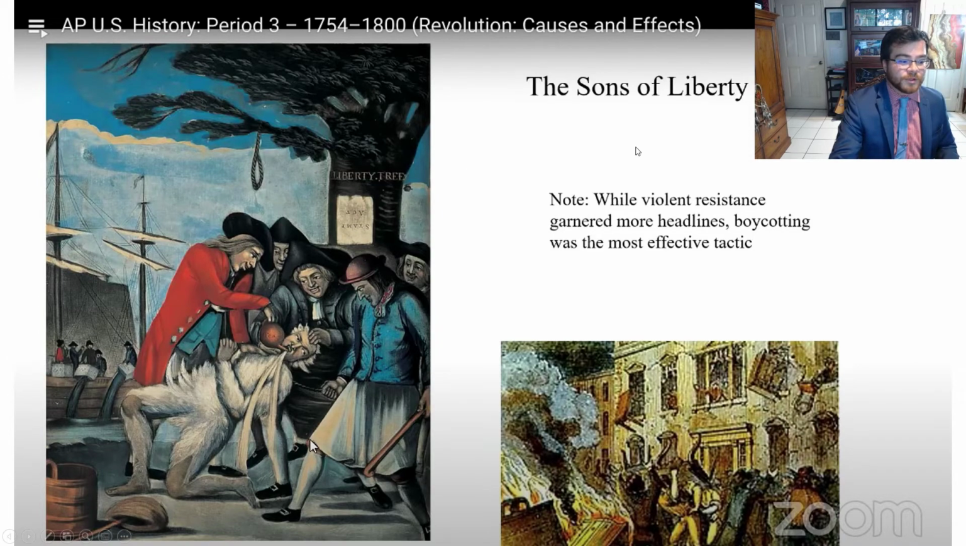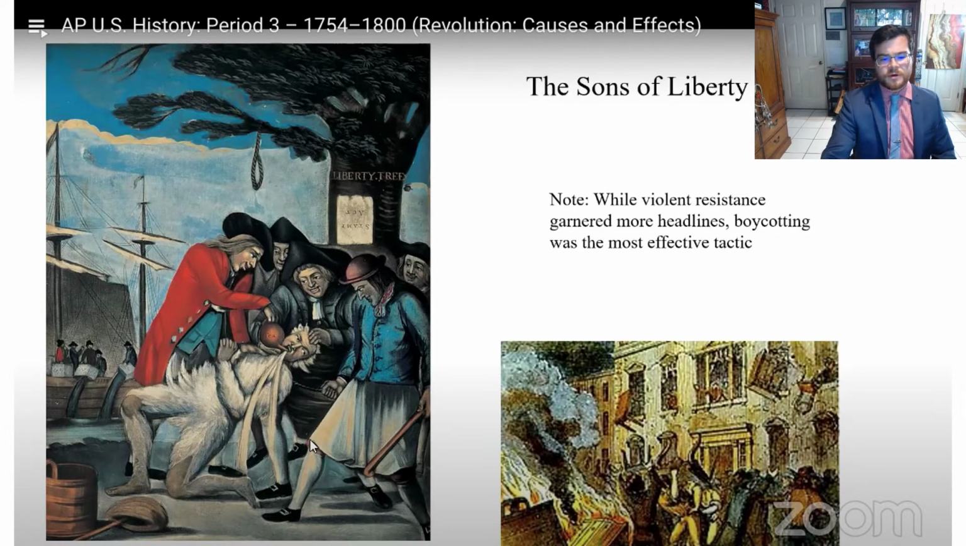This is called Liberty Tree. This is America. And back there, look, Boston Tea Party, guys. Sons of Liberty. They're throwing the tea into the Boston Harbor. And I know eventually we will go to Boston, guys. All right, Sons of Liberty.